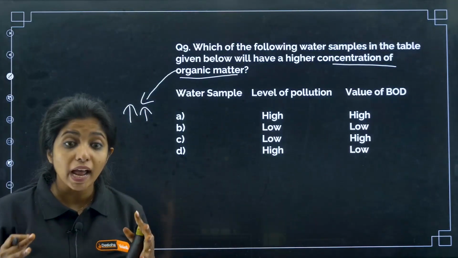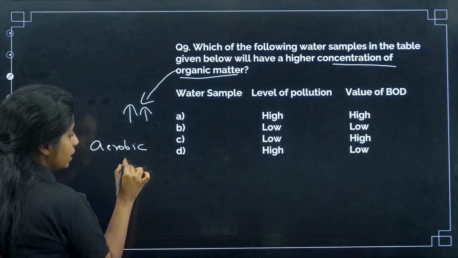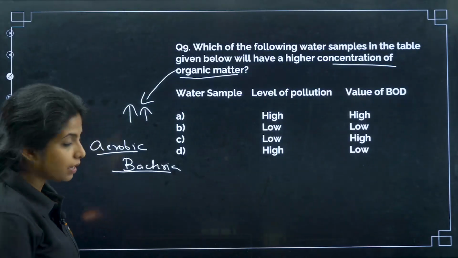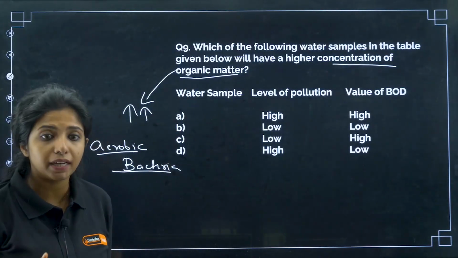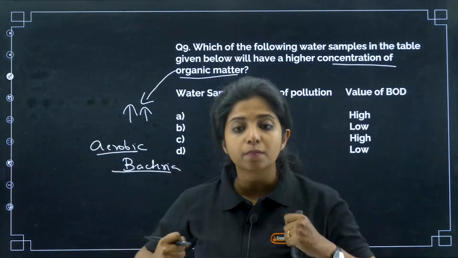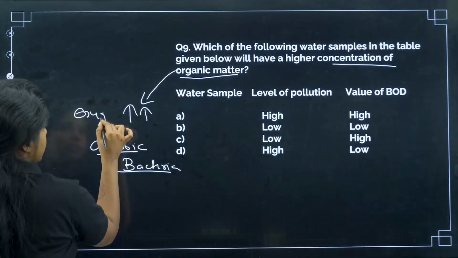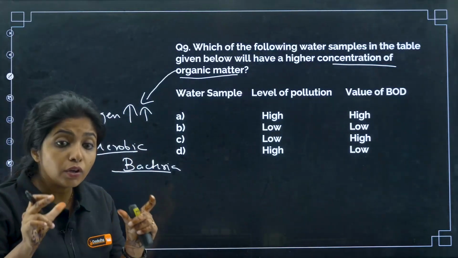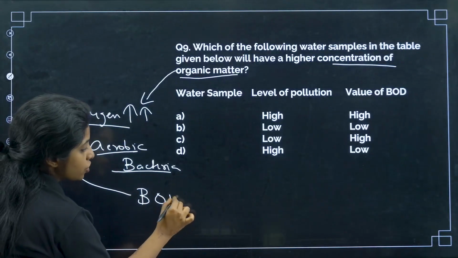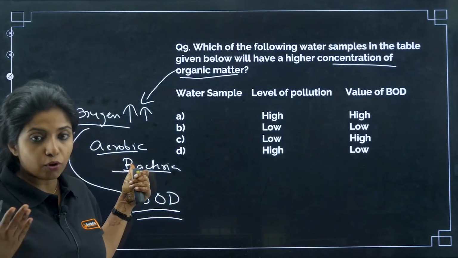Now for breaking down the organic matter, whom do you need? You need certain aerobic bacteria. These aerobic bacteria are going to act on the organic matter and break it down. But the aerobic bacteria, as the name suggests, they need air which is rich in what? Oxygen, my dear children. So obviously, they will be needing more oxygen also. Now, what do you call this requirement? You call this requirement BOD, biochemical oxygen demand. So when there is higher organic matter, that means you need more aerobic bacteria.